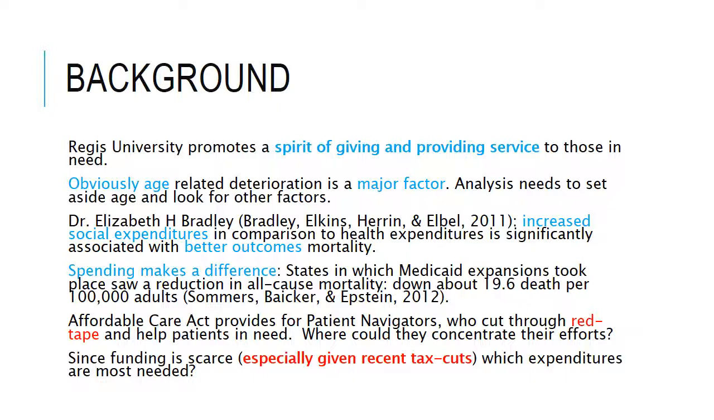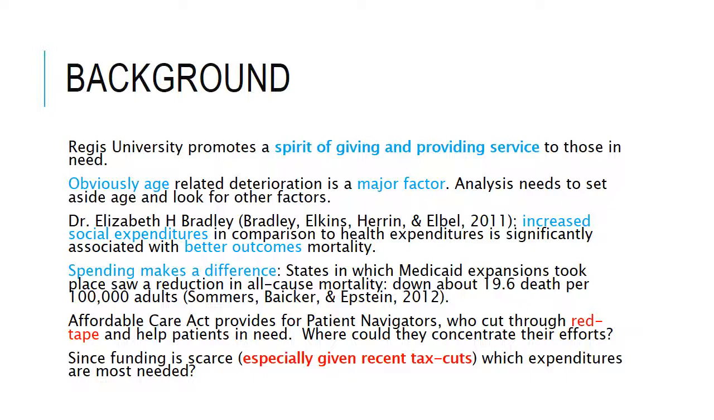Now, in this project, obviously age-related deterioration is a major factor for mortality, but social expenditures are associated with better outcomes. And spending does make a difference. For example, when the Medicaid expansions took place, mortality was reduced by nearly 20 people per 100,000 adults.